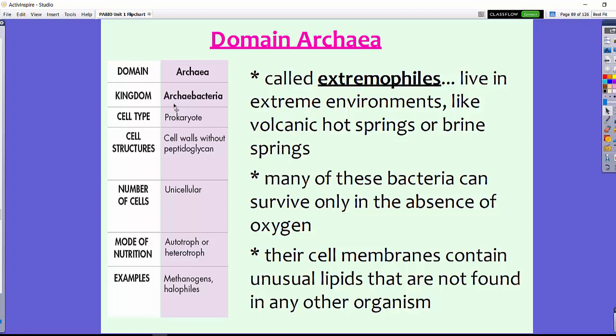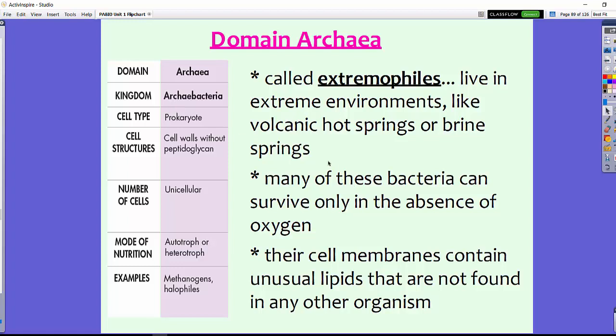So they live in extreme environments, typically around volcanic hot springs, brine springs, meaning very salty. Sometimes they also live deep underneath the ocean near hydrothermal vents. And a lot of these can survive without oxygen. So they are anaerobic, meaning that they can survive without oxygen. They don't need it to survive.